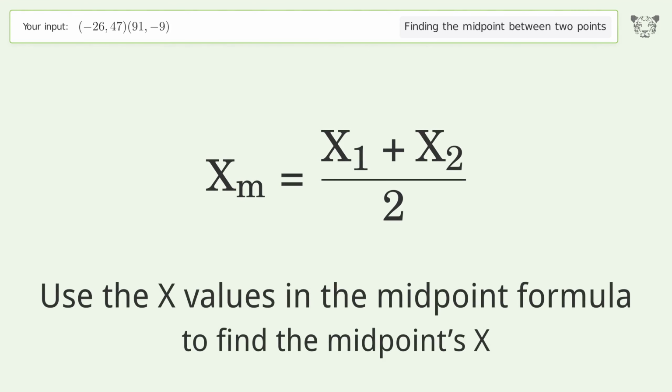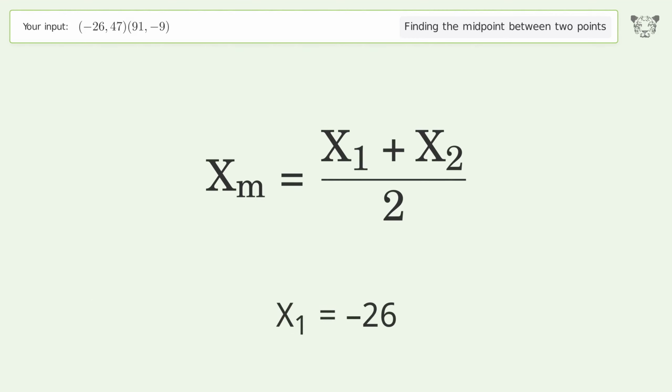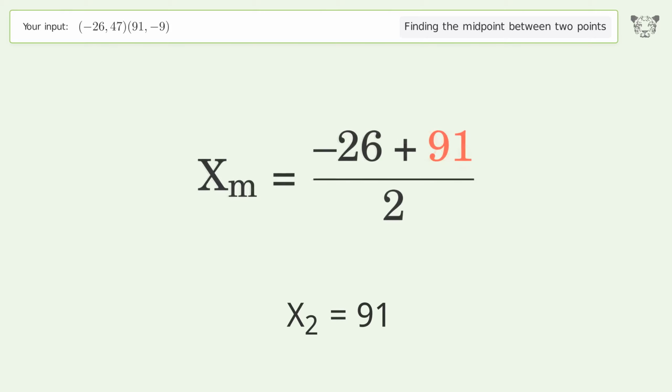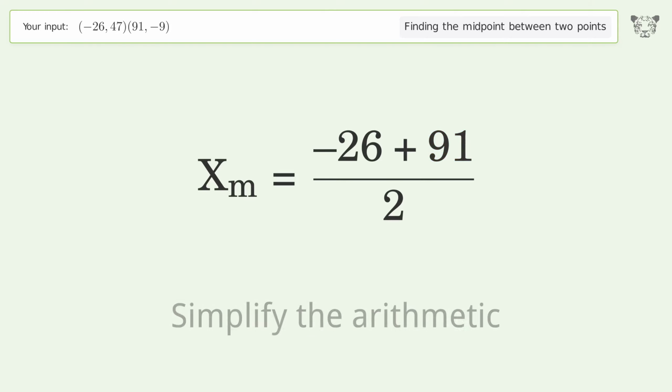Use the x values in the midpoint formula to find the midpoint's x. x1 equals negative 26. x2 equals 91. Simplify the arithmetic.